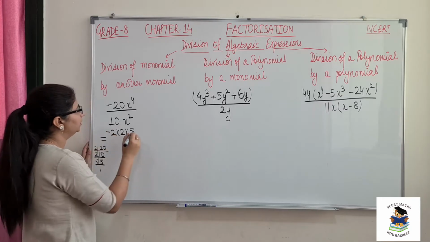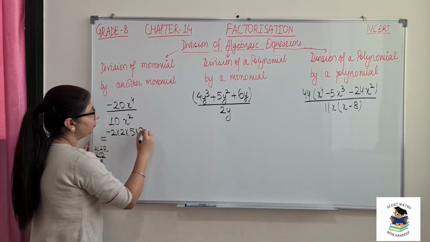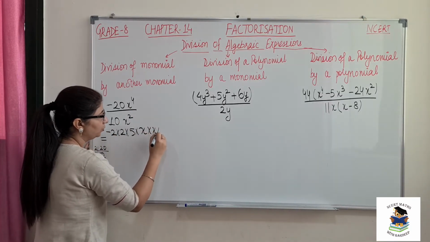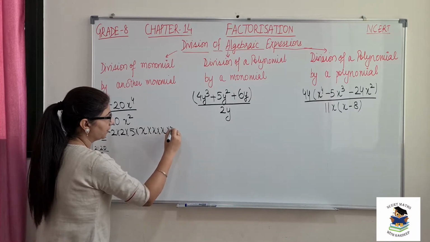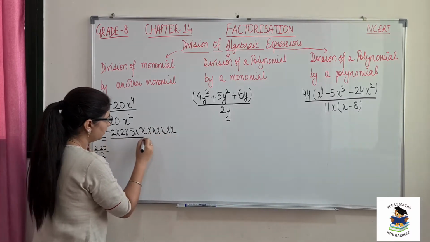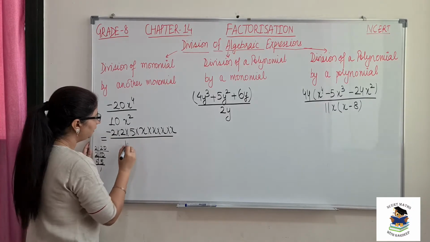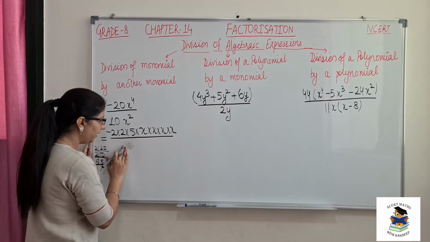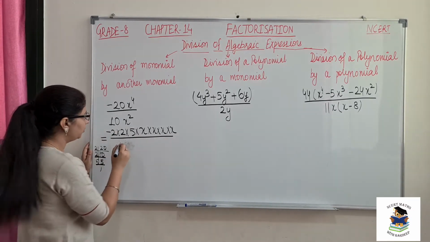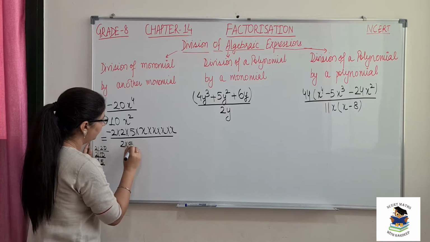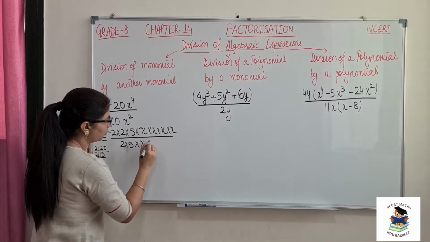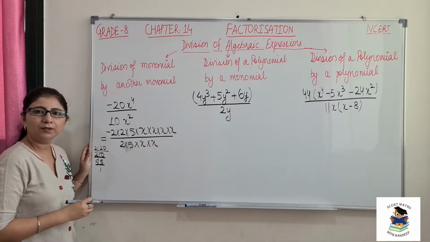Minus sign is also there. x raised to power 4 means x 4 times. Right? Over 10. Sorry, we need to find the factors of 10 also. So this will be 2 into 5 multiplied by x square means x into x.